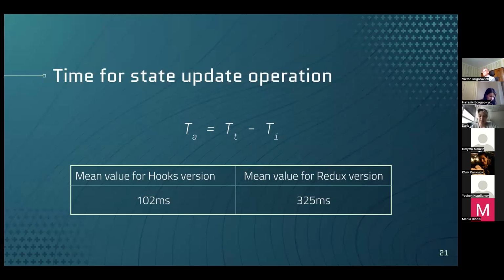The example measurement for creation of the new post is shown in the picture. The actual consumption time to update state is calculated by using the following formula, where T is total consumption time and Ti is the idle time. The results of measurements are presented in the table. The average value was taken by measuring the interaction 10 times and afterwards calculating its mean.